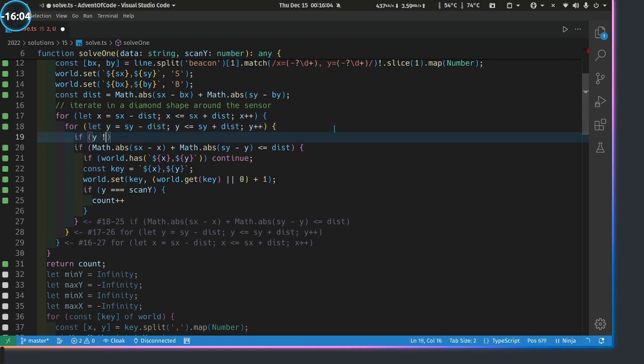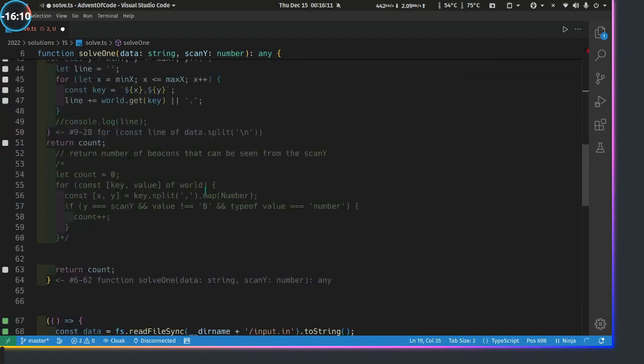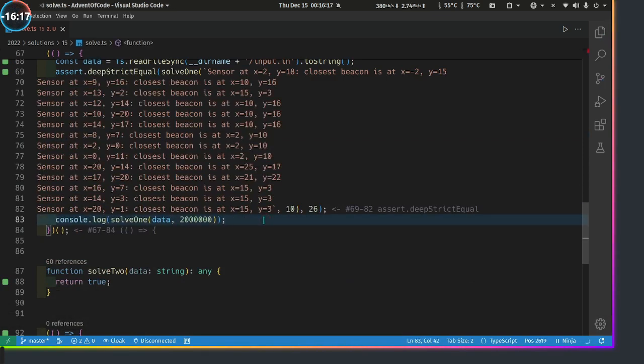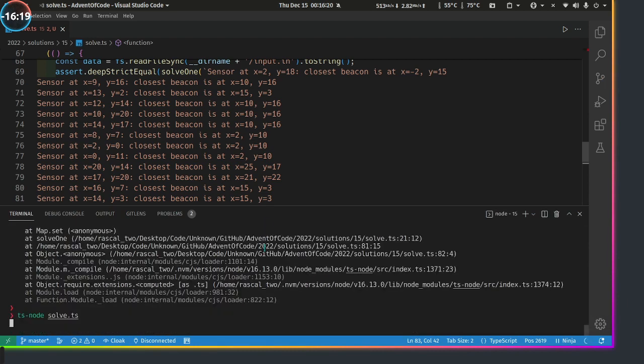If Y not equals scan Y, continue. There we go. We just literally skip it. Okay, math still works. Go big, go home. Go big. Come on. Okay, we'll run you again.